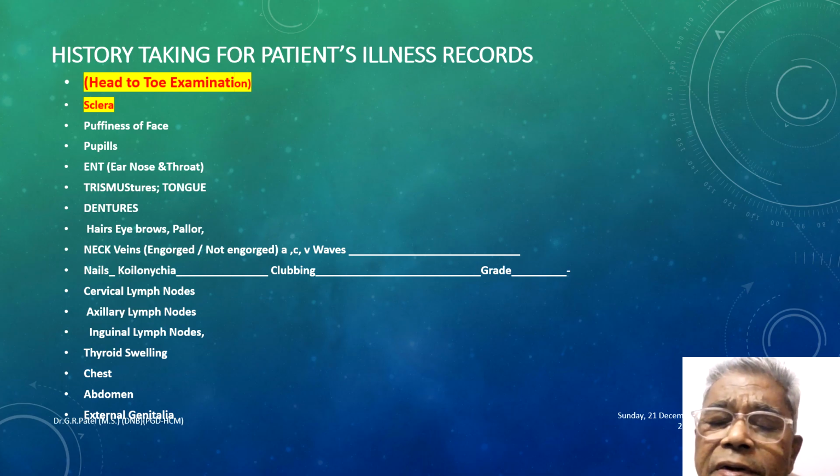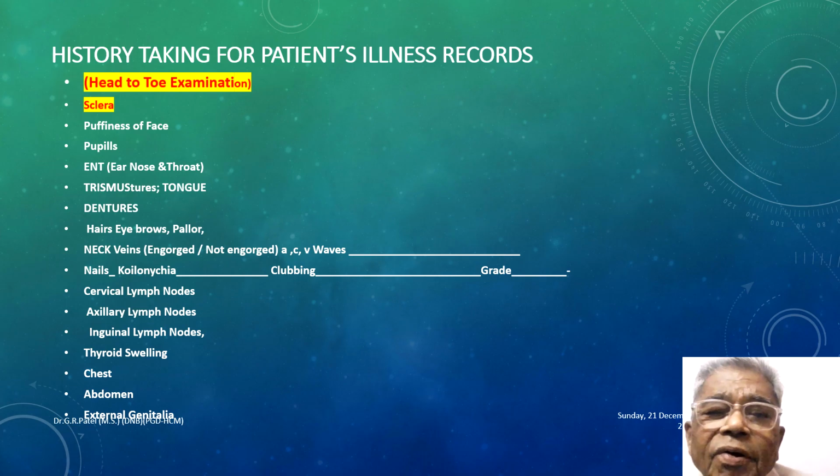Trismus, that is lockjaw, occurs in tetanus. Dental caries must be examined for. Then ill-fitting dentures are very important. They must be looked for because they can cause problems during anesthesia or endotracheal intubation. Tonsils must be looked for. Tongue for growth and pallor must be examined.